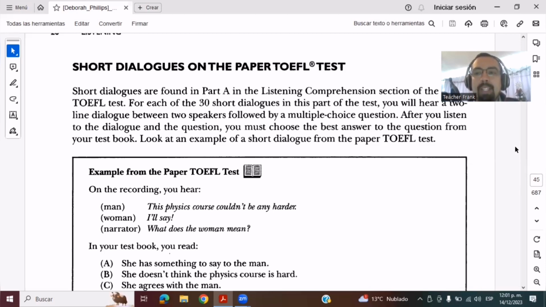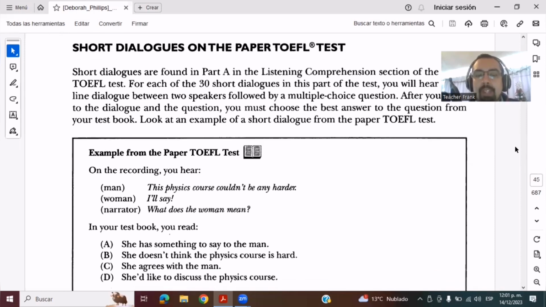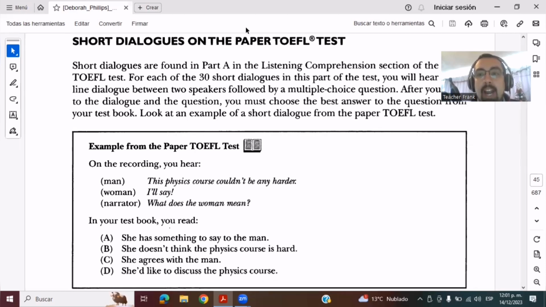Okay, so before we continue with skill 1, let's look very briefly at an example of a short dialogue on the paper TOEFL test. So for this, we have to remember that there are how many of these questions again? Does anybody know? 30, right? 30 short dialogues that we will hear. Okay, so for example, the man says, like right here, this physics course couldn't be any harder. And then the woman says, I'll say, right? And the narrator asks, what does the woman mean?